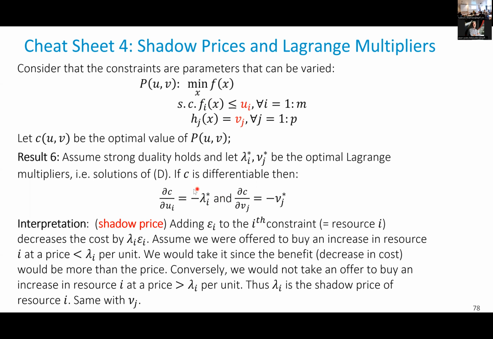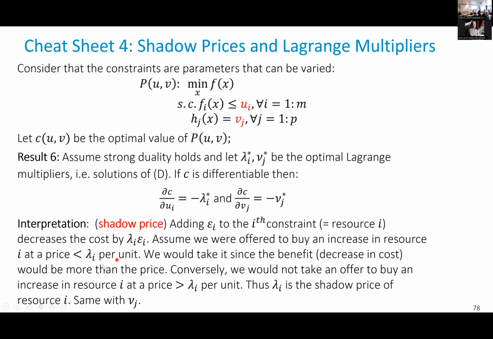Now why does it correspond to a shadow price? Well, here's the explanation. If you take the ith constraint here, you interpret it as a resource and assume that you add epsilon_i to the ith constraint. So u_i is increased by epsilon. Then somebody comes and offers to us to buy this increase, epsilon, at a price less than lambda_i. So I've solved the problem. I have the optimal Lagrange multiplier, lambda_i, which should be lambda_i star here. Now somebody comes and says, I can change your problem. I add more resources to your power flow constraints. I can increase it by some epsilon, but you need to pay lambda_i times epsilon here.